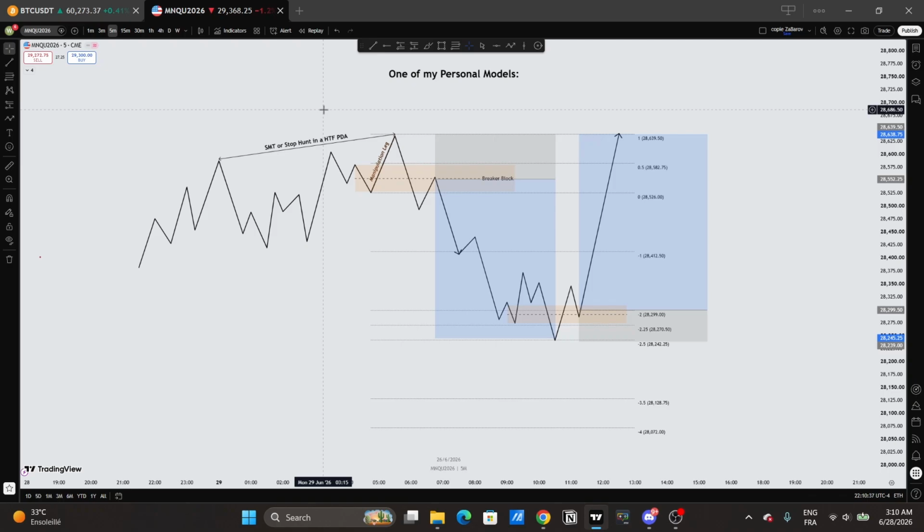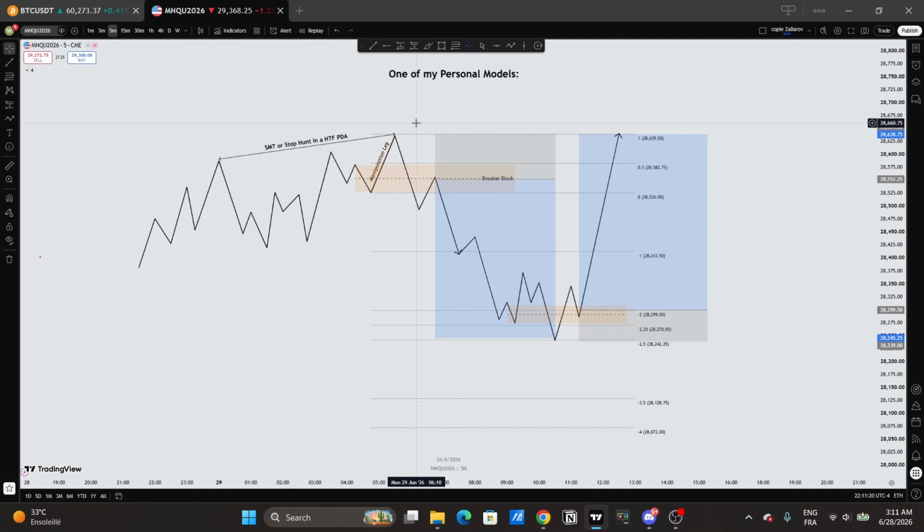So basically, when I mark out my standard deviations and my manipulation leg, I mark it out by an SMT or a stop hunt in a higher time frame PD array. And I'm going to show you in a separate video how to mark out your manipulation legs correctly. Please focus with me on this model. You should have an SMT or a stop hunt in a higher time frame PD array. In order to have a correct manipulation leg, you have to have one of these two. It's a necessity. This is not just optional.